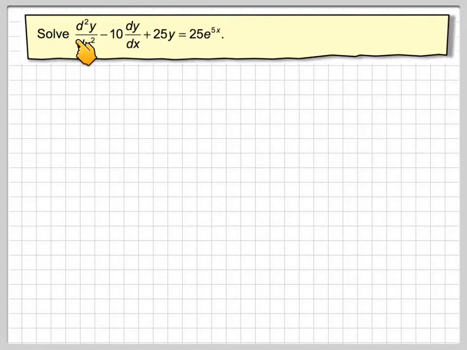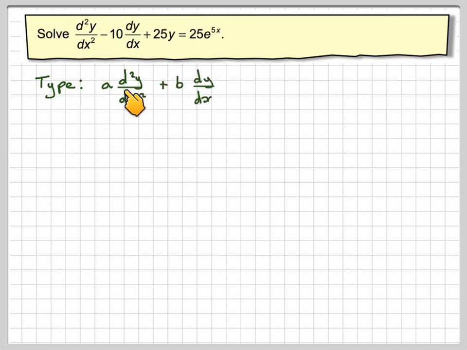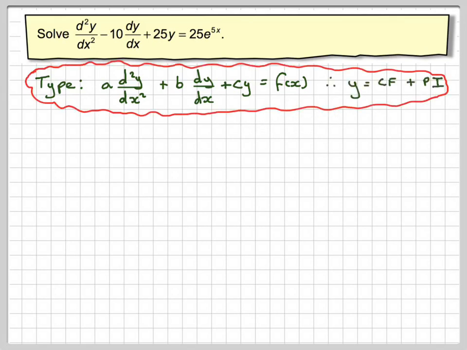Solve the second derivative minus 10 times the first derivative plus 25y is equal to 25e to the 5x. This is type A times the second derivative plus b times the first derivative plus cy is equal to f of x. So the solution will consist of the complementary function plus the particular integral.